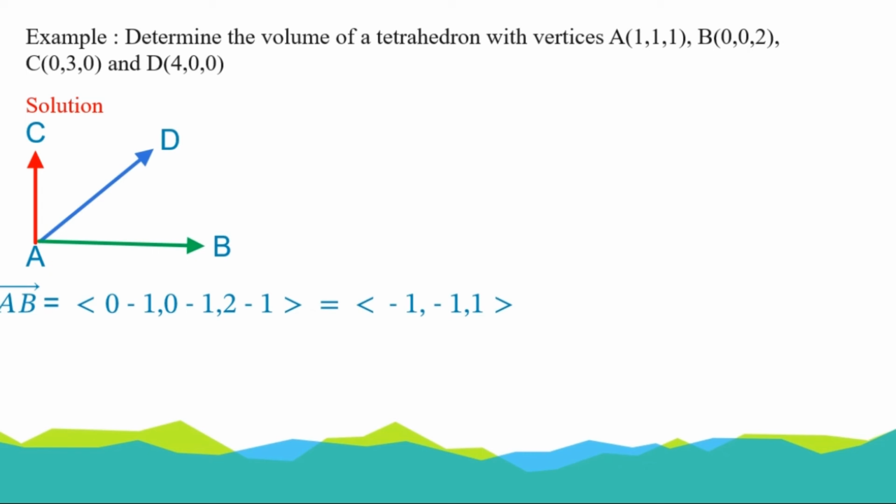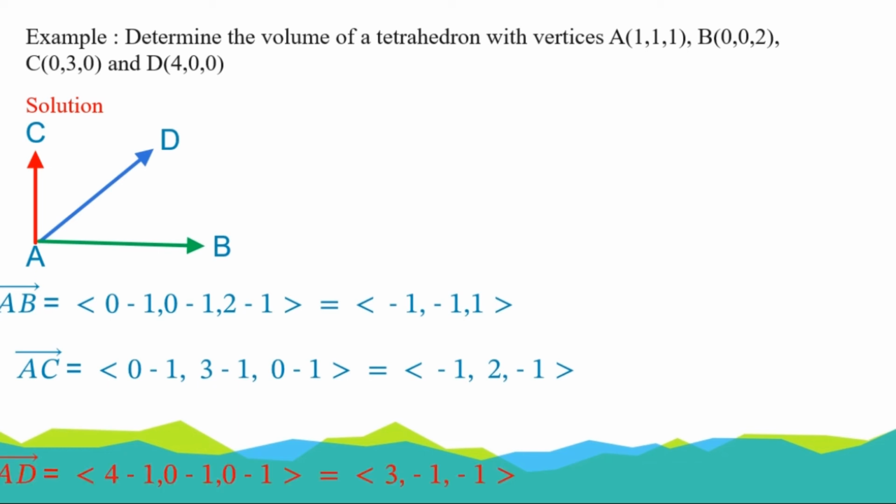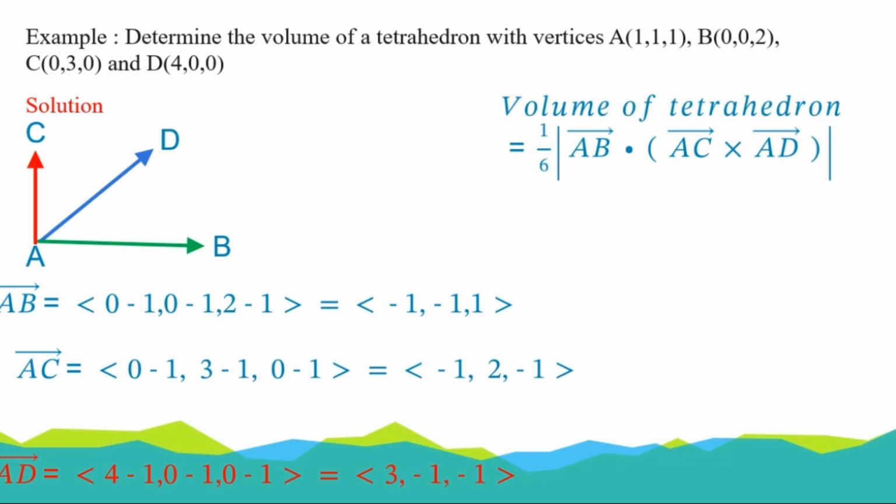We shall do the same for another vector, for example AC, where we take the components of OC minus those of OA, so that we shall have 0 minus 1, 3 minus 1, 0 minus 1, which gives -1, 2, and -1. We shall do the same for AD, which we get as 3, -1, -1.